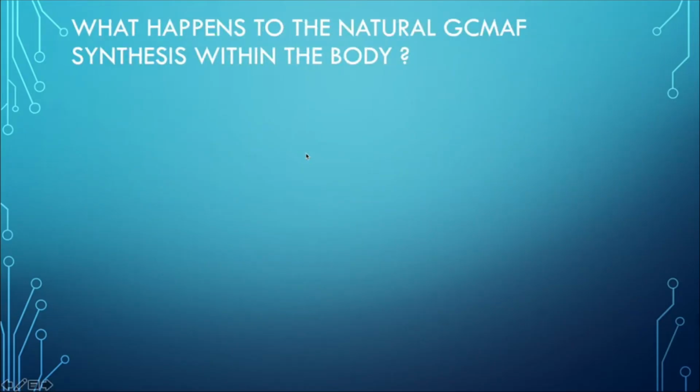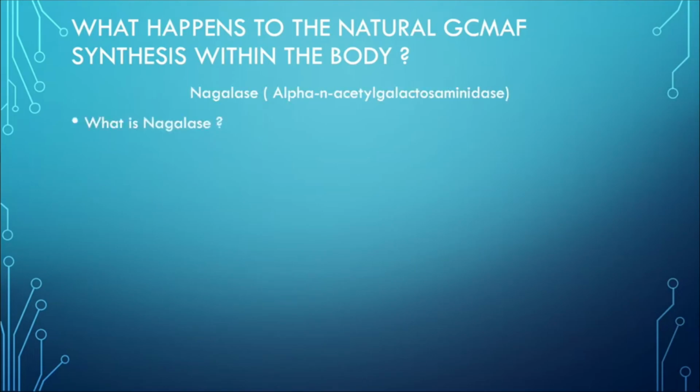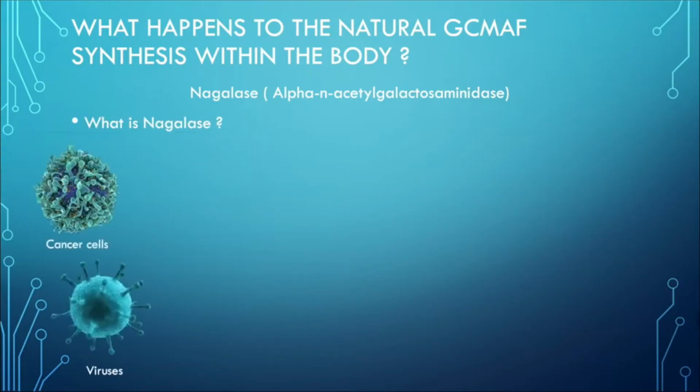So as GcMAF is a natural human protein, what exactly happens to the production of this protein within the body? Well, first we need to take a look at an enzyme called nagalase, which is also referred to as alpha-N-acetyl-galactosaminidase. So what exactly is nagalase? Well, cancer and some virus-infected cells such as HIV and influenza secrete nagalase, which is an extracellular matrix-degrading enzyme. Nagalase testing can give early indications of cancer in direct comparisons to cancer's abundance and tumour size within the body.